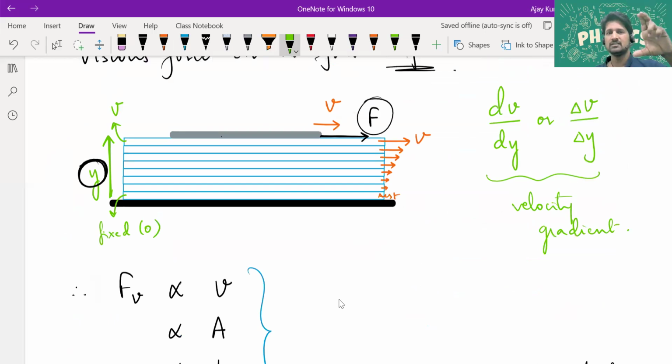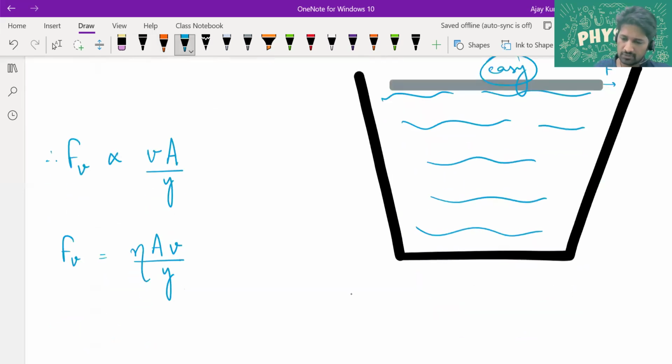Now, it's not necessary that you always know that distance, but v divided by y will be equal to delta v divided by delta y between any two layers. Relative speed between two layers divided by the relative separation between the layers. So an even better expression for viscous force would be eta A delta v divided by delta y.